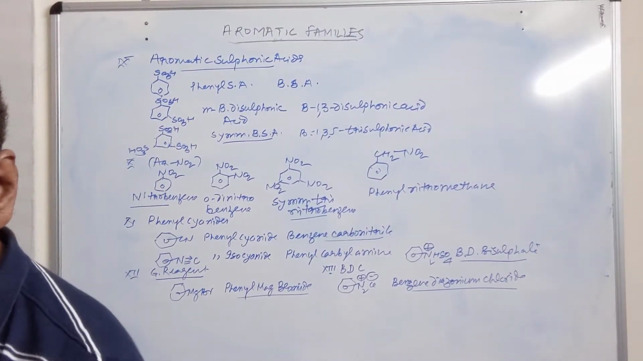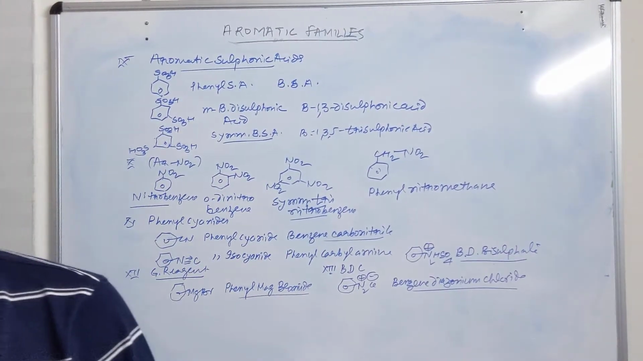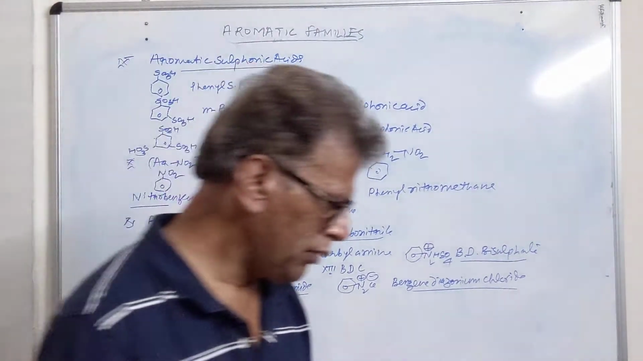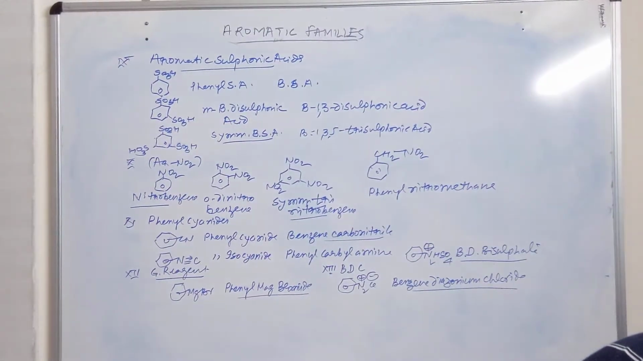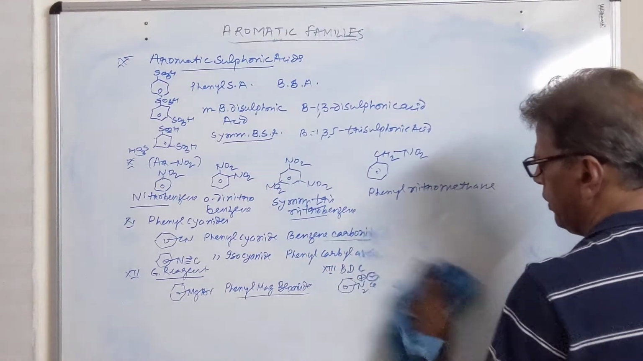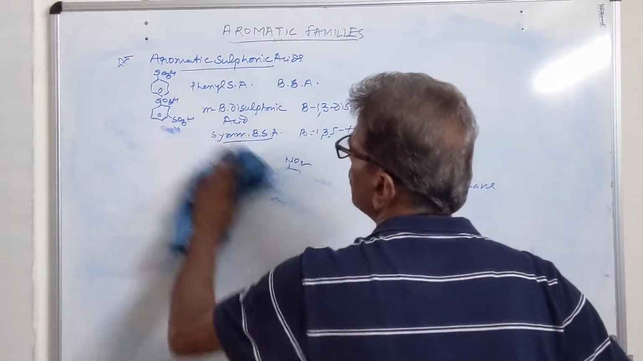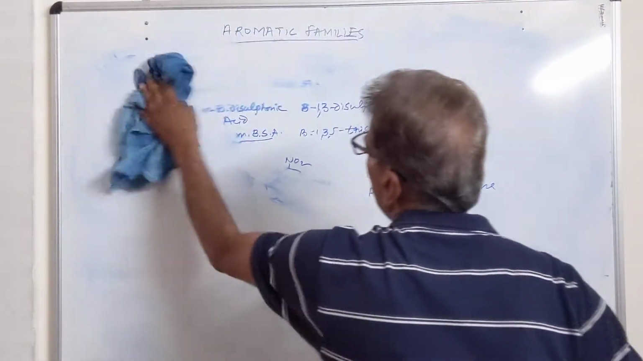Grignard reagent is a highly important compound. It is used to synthesize organic compounds. So this is all about the aromatic families. Then we have one specific class of compound. They are called as Spiro compounds. How to name these compounds?